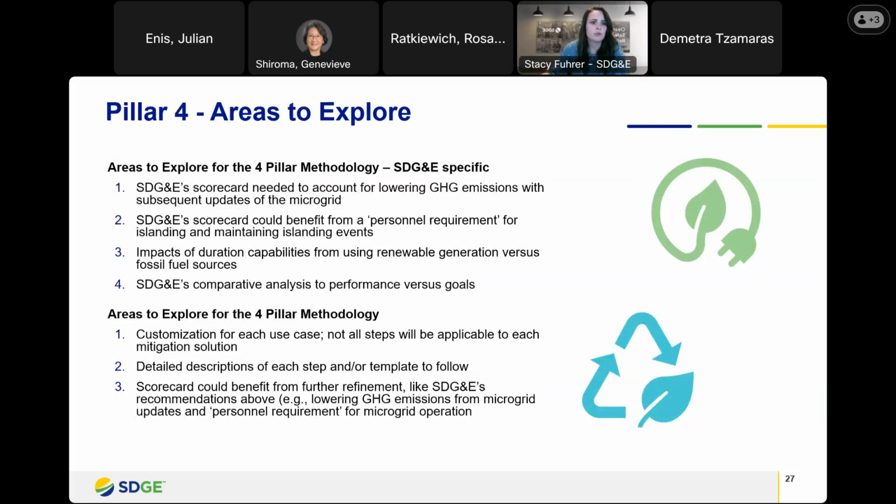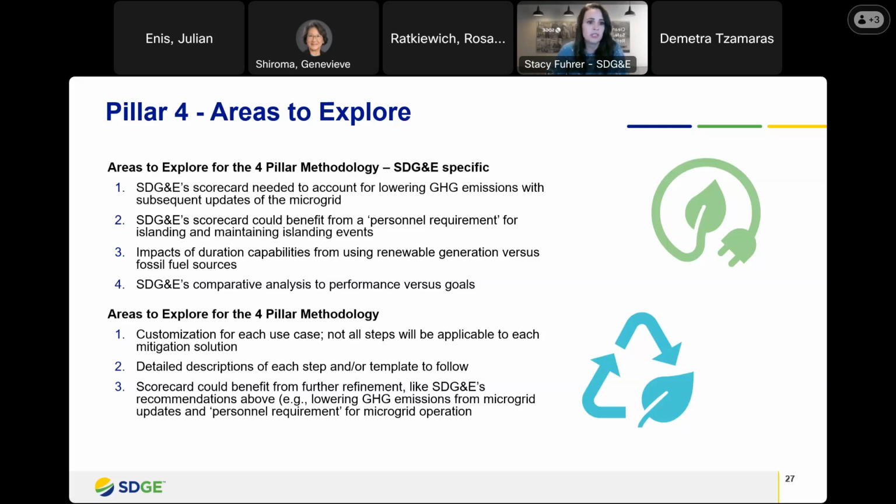And then as we look towards Pillar 4, we look towards what are areas to explore within the 4 pillars methodology itself, and not just SDG&E's operation of Borrego Springs. So the first half is 4 pillars for SDG&E specific. So for SDG&E, we modified the scorecard to account for lower GHG emissions for subsequent updates to the microgrid, meaning taking the diesel generators from the island master and putting them into the battery. That lowered our GHG emissions, and we think that was really important to score that and to show that through the scorecard.